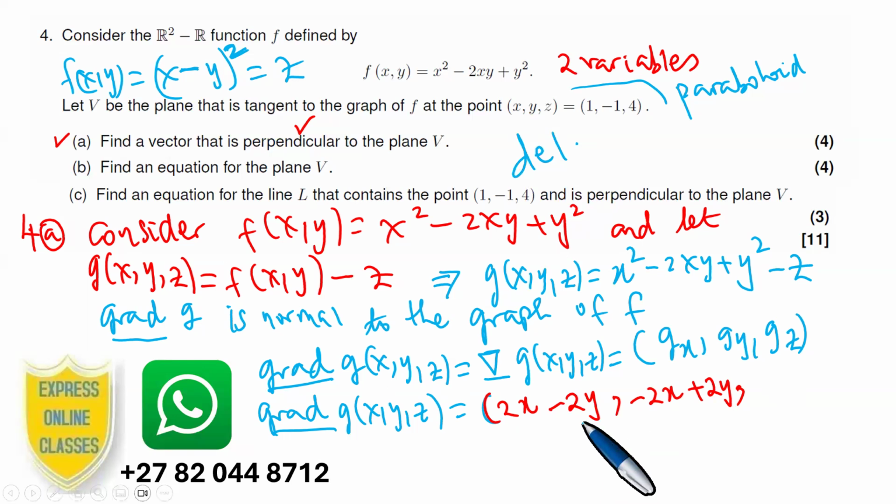Now we're finding here the gz. You find that the derivative of this term with respect to z is 0. The derivative of y squared with respect to z is 0. The derivative of minus z with respect to z becomes negative 1, like so. This is actually what we have got.